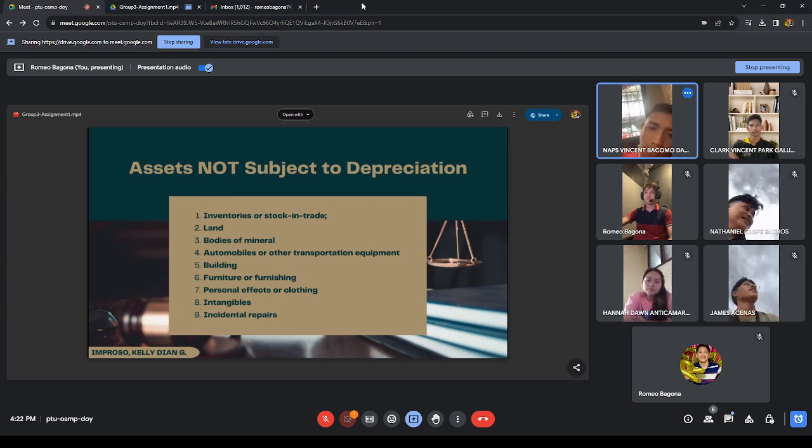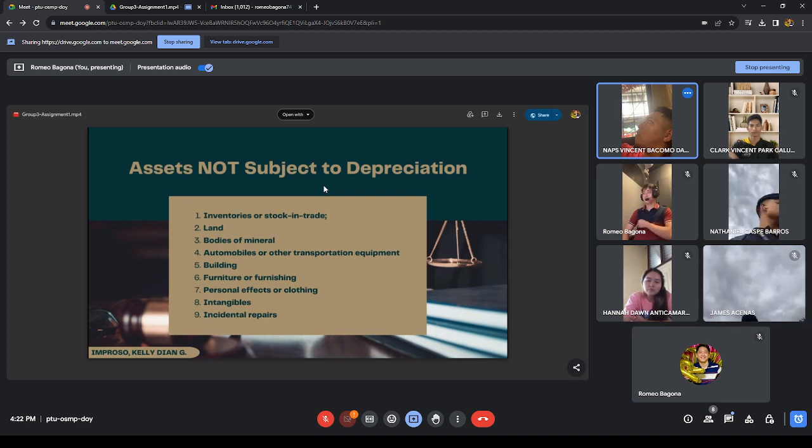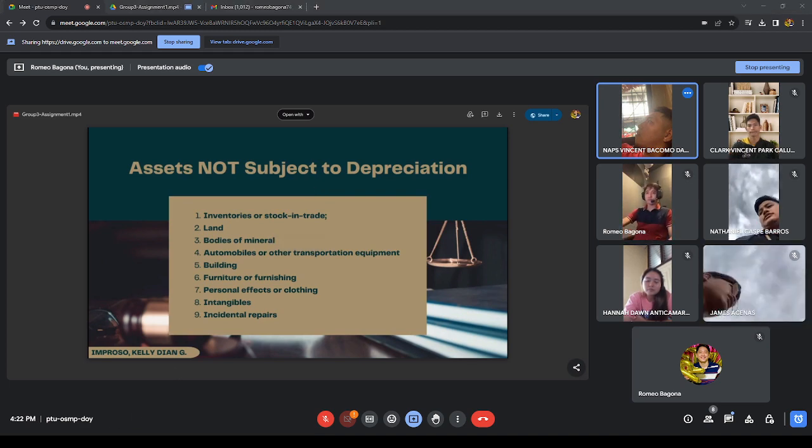Number 7, we have personal effects or clothing that are not used for a business. Number 8, we have intangibles, the use of which in business or trade is not of limited duration. And number 9, we have incidental repairs. Incidental repairs are repairs that neither materially add to the value of the property nor appreciably prolong its life. However, this repair keeps the property in an ordinary efficient operating condition.